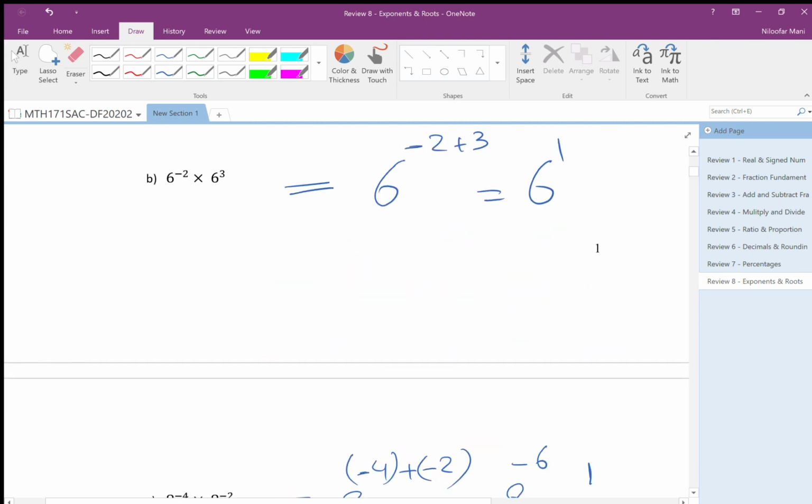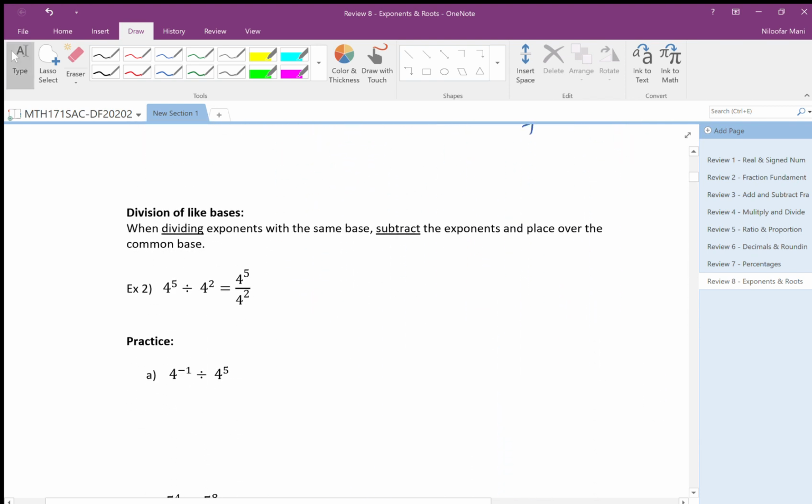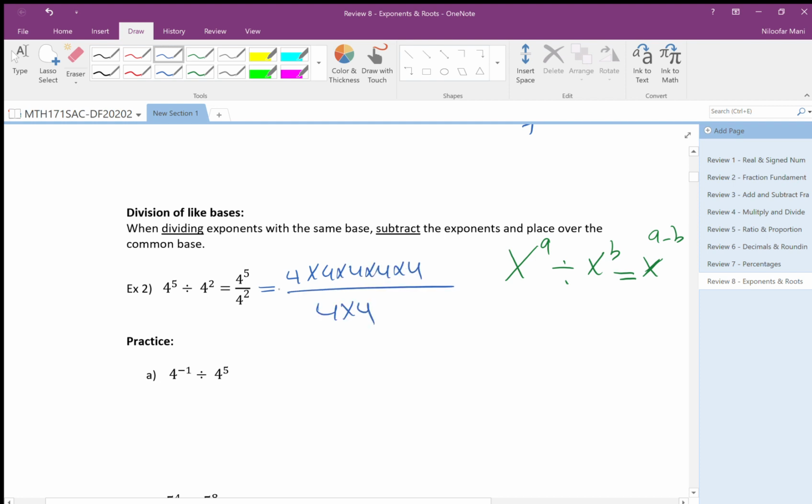So again I can change the color and write the rule here. So that's here. So it's x power a divided by x power b. I have the same base, I have different power, I have division. I just use one x and I subtract top minus bottom. Here it matters which one minus which one. So what is the reason? The reason is 4 times 4 times 4 times 4 times 4 for 5 times, and then 4 for 2 times, and then you remove them. So then it is 4 power 3, which is 4 power 5 minus 2.